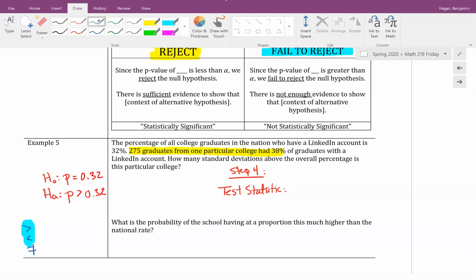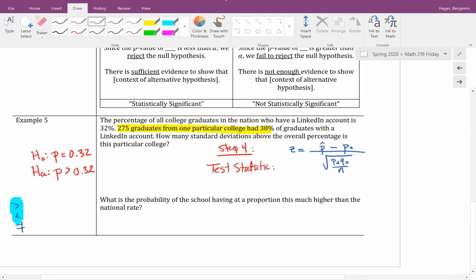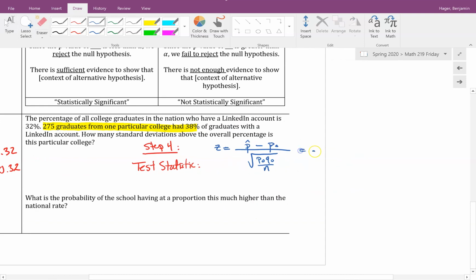Now, if you remember, the test statistic, z, is equal to the statistic we found minus the claim, divided by the standard deviation based on the claim. And again, for proportions, this is how you find standard deviation. For means, there will be a different formula. So let's see. We observed a statistic of 0.38. 38% of our college grads were on LinkedIn. The claim is that 32%, so 0.32, are on LinkedIn. The standard deviation, oh man, I'm out of room here. Let me just do it off to the side.